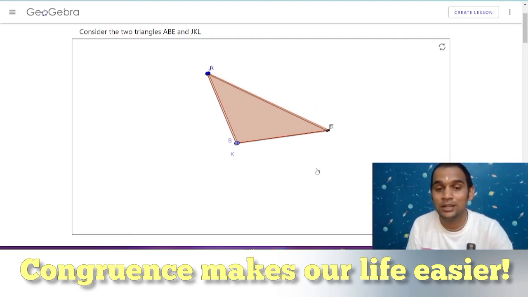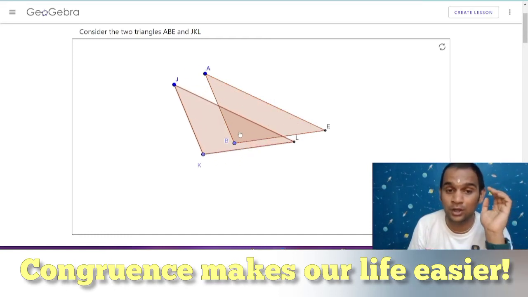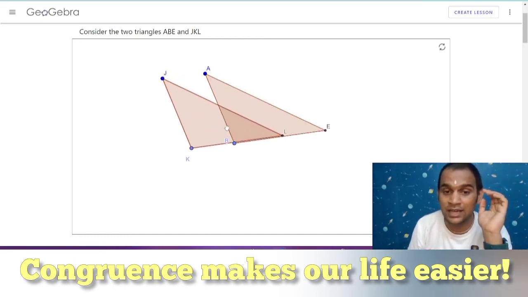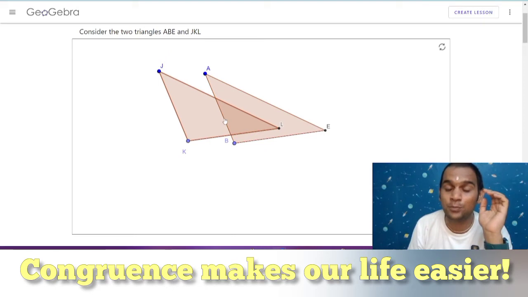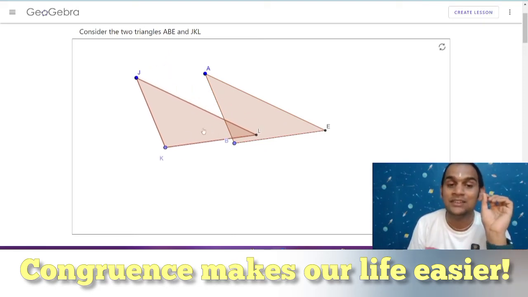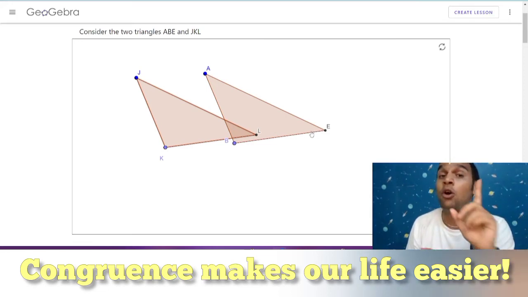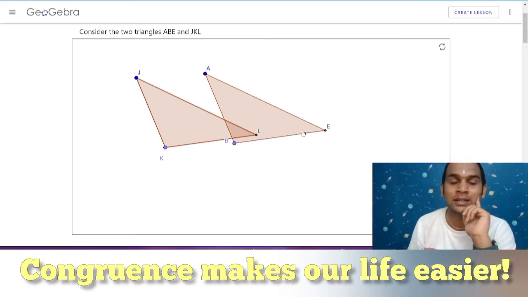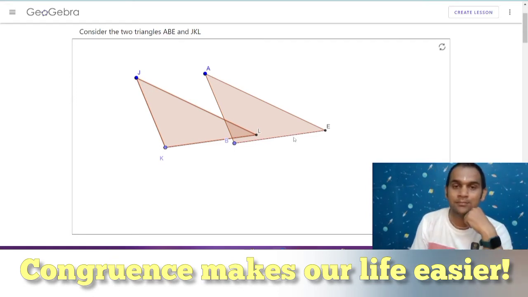So this particular thing is called corresponding parts. AB is corresponding to JK, BE is corresponding to KL, and AE is corresponding to JL. Similarly, angle K is corresponding to angle B, angle J is corresponding to angle A, and angle L is corresponding to angle E. So there are a total of 6 corresponding parts in two congruent triangles, right?